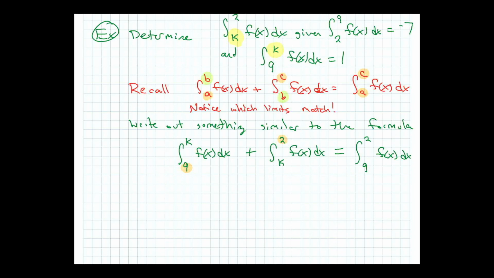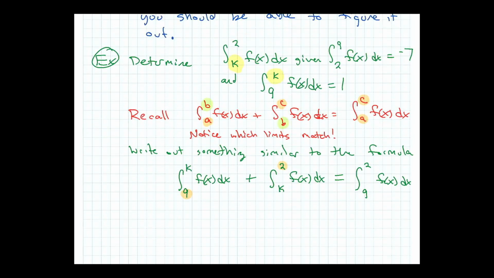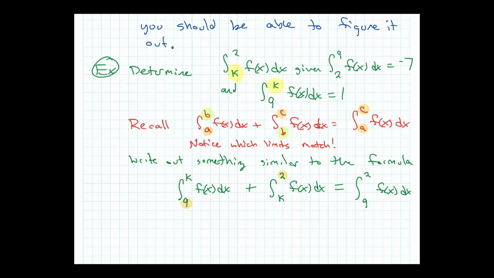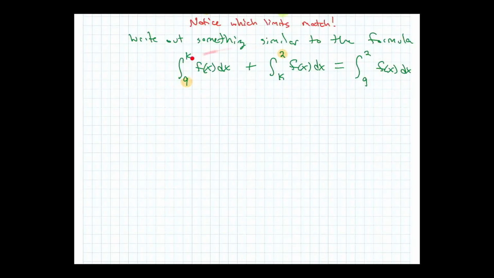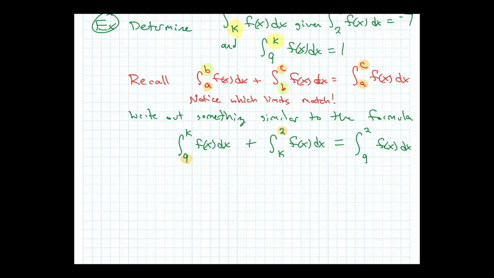Okay, now you have to be careful here, right? That's what the formula says. This is 9 on the bottom, 2 on the top. They asked for, well, they didn't ask for it, but give me 2 to 9. This is 2 on the bottom, 9 on the top. So we're going to have to be careful here. This is what we get, just applying the formula where the top limit here matches the bottom limit here, and then the other limits, the 9 and the 2, go here.